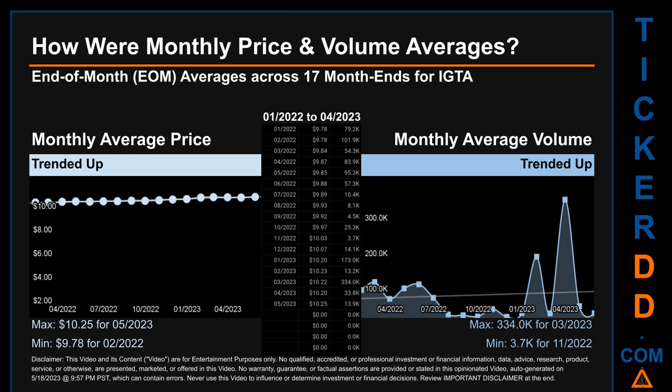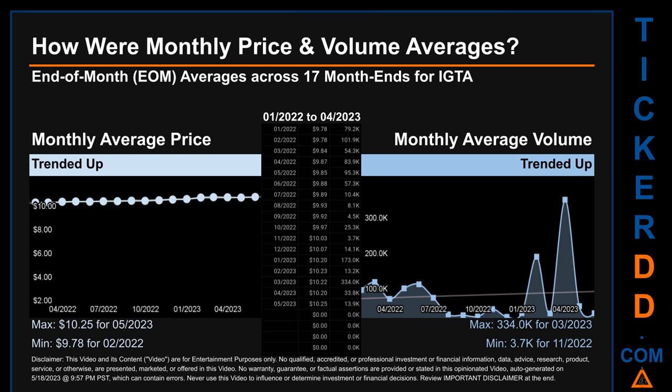How were price and volume averages for IGTA? Across 170 trading days, there were a total of 17 month ends, of which monthly averages for daily price and volume were calculated. Overall, monthly price average trended up while monthly volume average trended up.